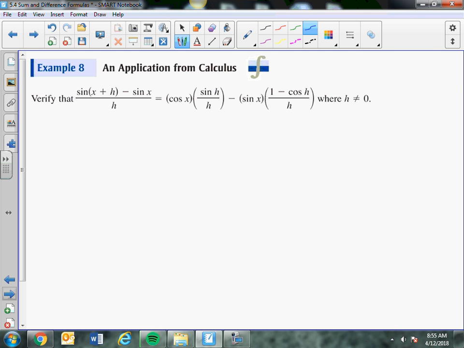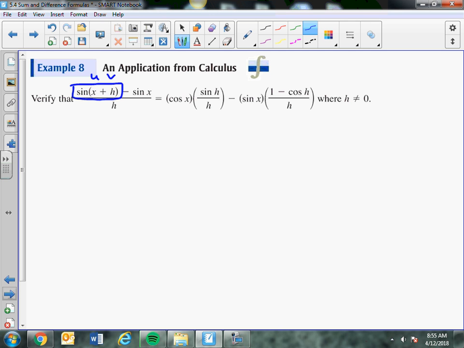Okay, so first up, if I want to prove this, I'm going to replace the sine of x plus h with its sum formula. So I'm going to do that. I check my sum formula, and I would start writing it in. So this would be my u, that would be my v.